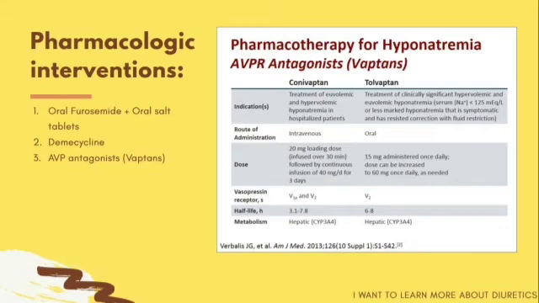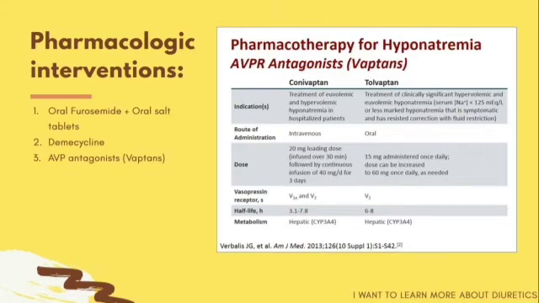Vaptans are AVP antagonists, so they inhibit ADH. Available preparations for this include tolvaptan and conivaptan. Therapy with this drug must be initiated in a hospital setting without much fluid restriction, so more than 2 liters per day of fluid intake, and close monitoring of plasma sodium concentration is also needed.